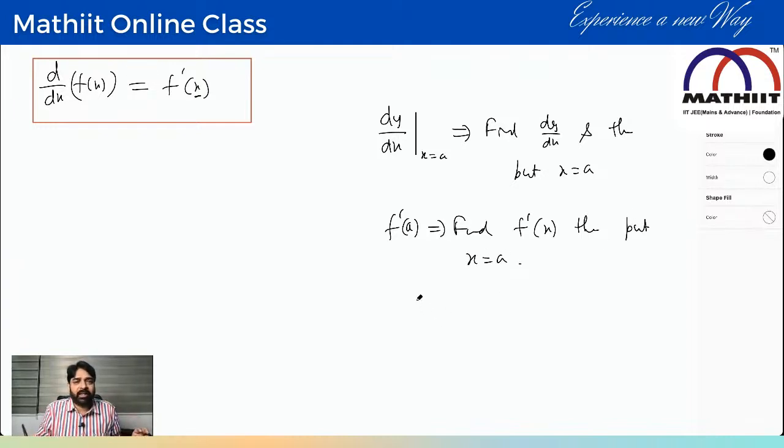These are small things, but only such small things create problems at a later stage. Be clear: the steps are, first you have to find the derivative, then you have to put in the value. Not first put in the value and then find the derivative. If you put in the value first, it will become a constant. Here also, first find f dash x, then put in the value. This is the standard notation, how we used to write it.